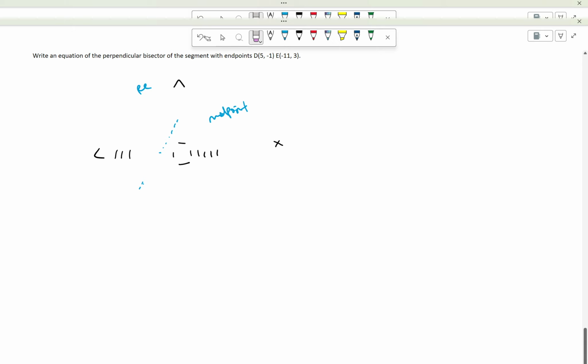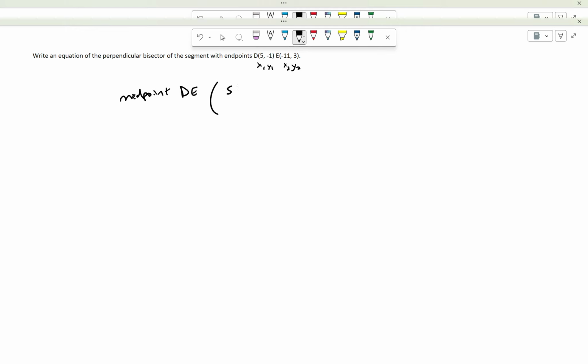So let's go ahead and erase all this stuff because we don't need it. Okay, this is all nice and great. But what we really need to find is the midpoint of DE, right? Because we need that to extract that out of this. So we have x sub 1, y sub 1, x sub 2, y sub 2, okay? And we're going to take the sum of my x's, 5 and negative 11, and divide by 2, comma, the sum of my y's, which is negative 1 plus 3, and divide by 2, okay?